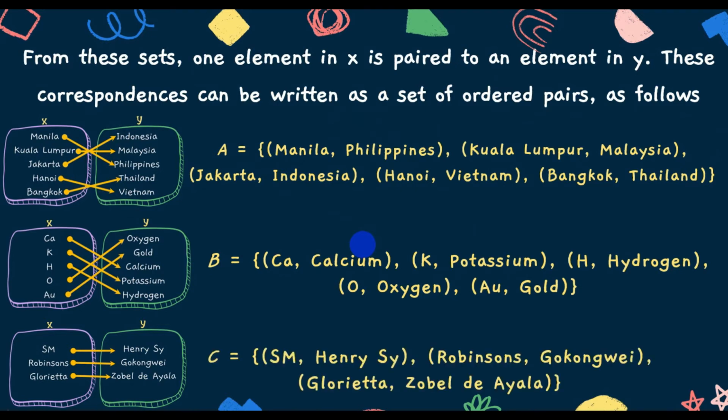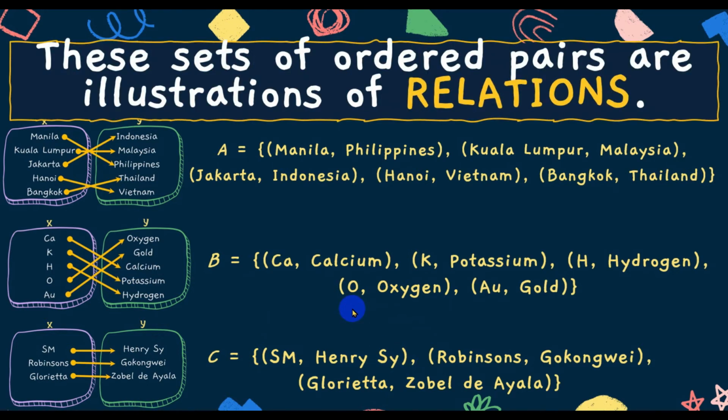Then, for letter C, ganun din yun po, we have SM and Henry C, Robinsons and Gokong Wei, Glorieta and Zobel de Ayala. Again, ordered pairs po tayo. Meron tayong X and Y. Hindi man siya variables, hindi man siya numbers, hindi man siya integers, meron pa rin tayong ordered pairs. And these ordered pairs are the illustration of relation in mathematics. This is how we're going to illustrate relations when it comes to mathematics.